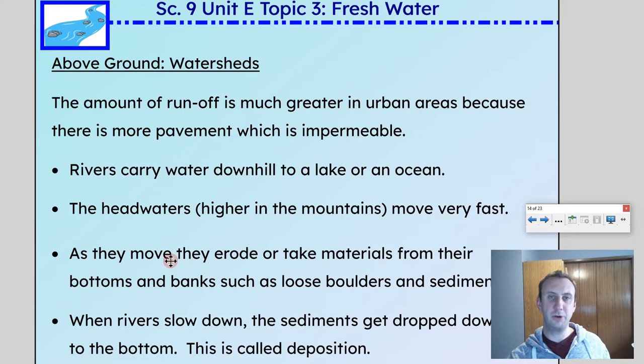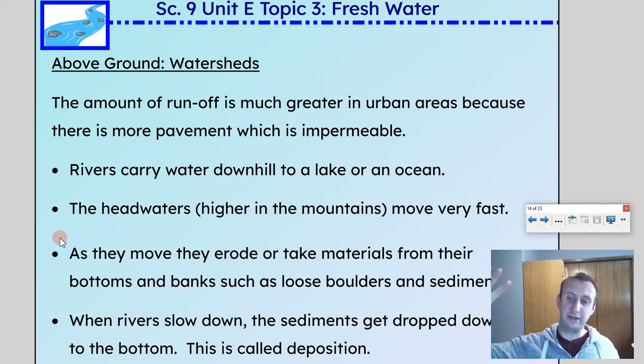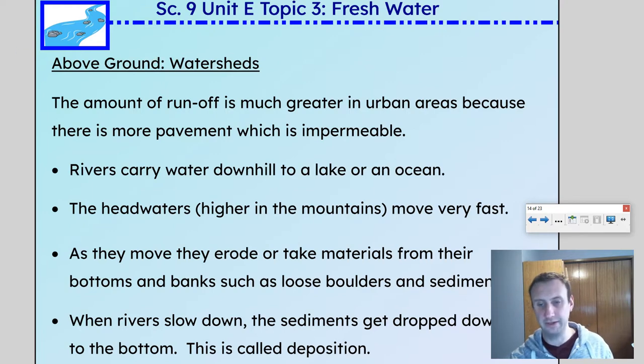As they move, they erode or take materials from their bottoms and banks, such as loose boulders and sediment. And then afterwards, they'll deposit. When rivers slow down, the sediments get dropped down to the bottom, and this is called deposition. This was a really interesting thing when it came to trying to find gold in rivers and streams, because they would look for the points where gold would actually settle down based on water flow and how that would work.